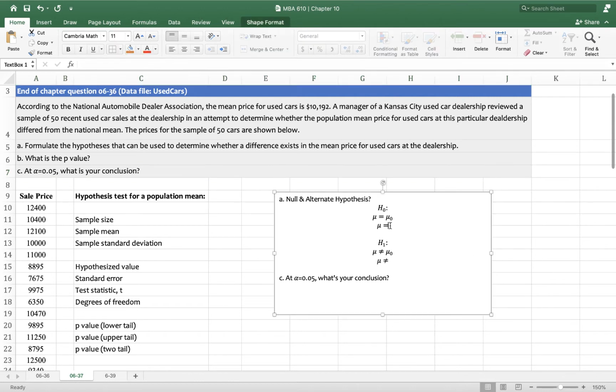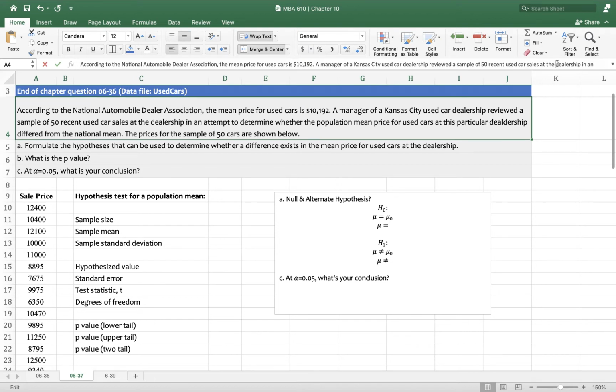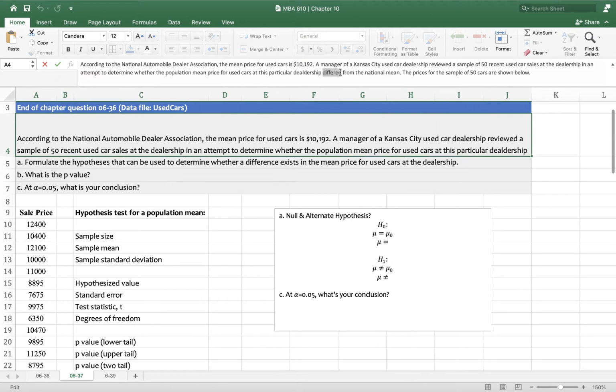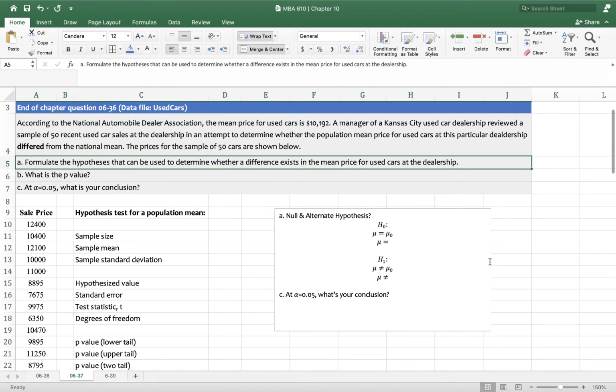Formulate the hypotheses that can be used to determine whether a difference exists in the mean price for used cars at this dealership. So we're asking ourselves whether the population mean price for used cars at this particular dealership differs from the national mean. So we're having a question about difference, right? We're not asking if it's greater than the national mean. We're not asking if it's less than the national mean. We want to know if it differs from the national mean. So this means that we're going to be using a two-tailed test.